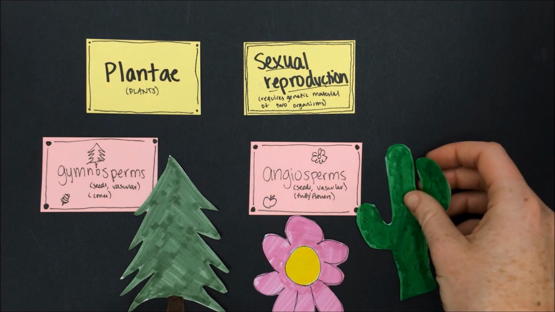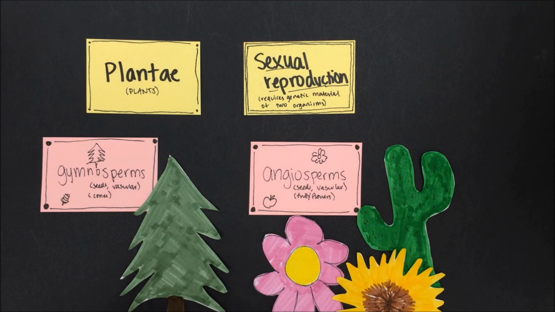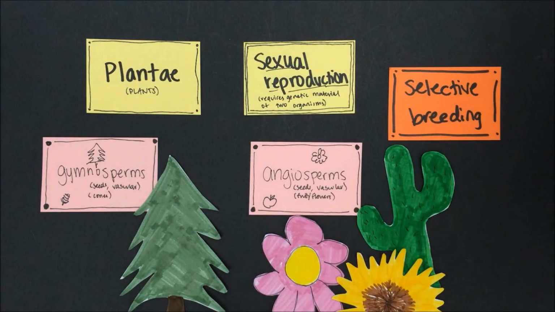Angiosperms are what probably come to mind when you think of plants. These are plants that produce flowers or fruits when they grow. Flowers or fruits are created when a plant is pollinated, sometimes through the process of selective breeding if humans are involved, and the seed develops inside of a fruit or a flower.